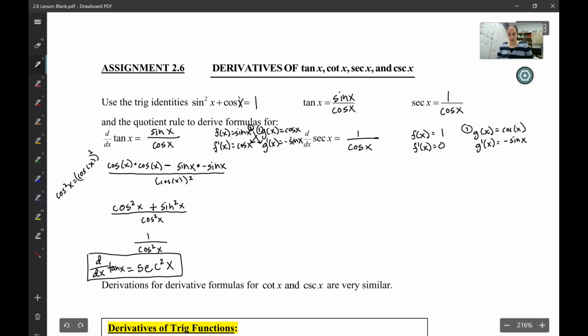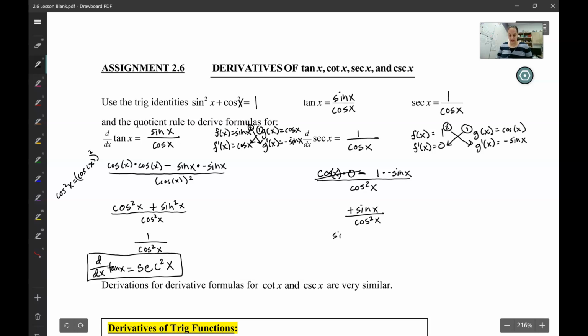The quotient rule starts over here. So we've got cosine of x times 0, minus, come over here, 1 times negative sine of x all over the second one squared. So that's going to cancel out because it's times by 0. I'm going to end up with a positive sine of x all over cosine squared of x.